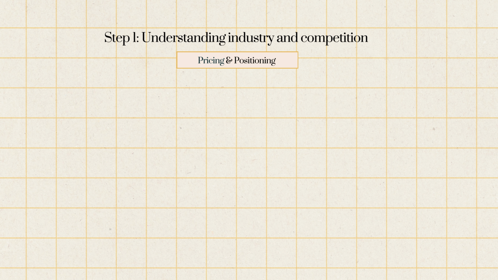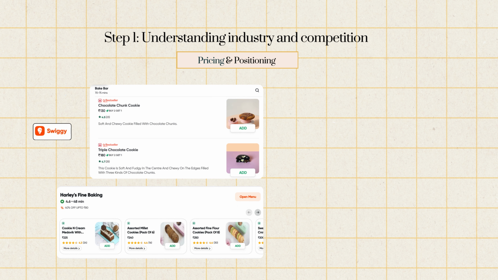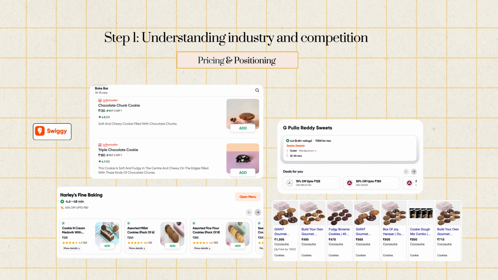Next, she examined competitor pricing and positioning. She checked how different cookie brands are priced on Swiggy and Zomato. She noted the price range for different types of cookies across multiple brands. To compare further, she searched for cookie prices on Google Shopping. This gave her insights into online pricing trends across various platforms. Finally, she studied the types of discounts and deals offered by competitors. She observed how brands use limited-time offers, combo deals, and seasonal discounts to attract customers.